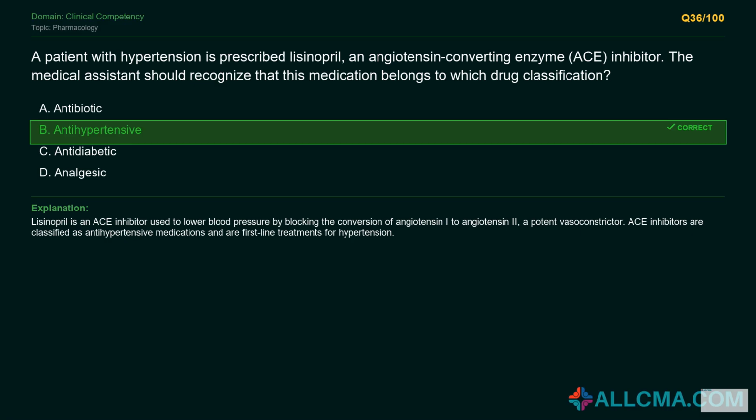Lisinopril is an ACE inhibitor used to lower blood pressure by blocking the conversion of angiotensin I to angiotensin II, a potent vasoconstrictor. ACE inhibitors are classified as antihypertensive medications and are first-line treatments for hypertension.